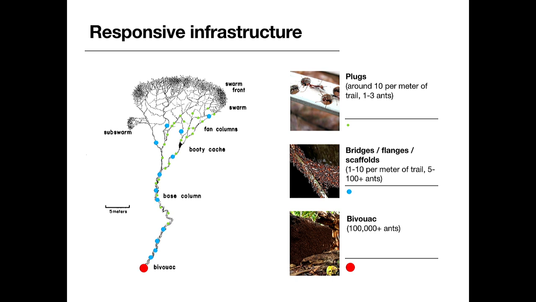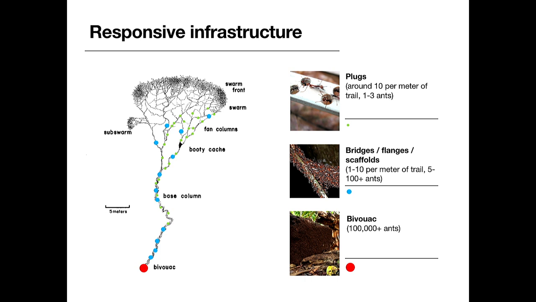And you'll see at the front of the swarm, along the front of the swarm, this is where the actual raiding is happening, just the death and destruction and mayhem as these predatory ants are raiding through the leaf litter. And then they're dismembering that prey and carrying it back along this trail network.